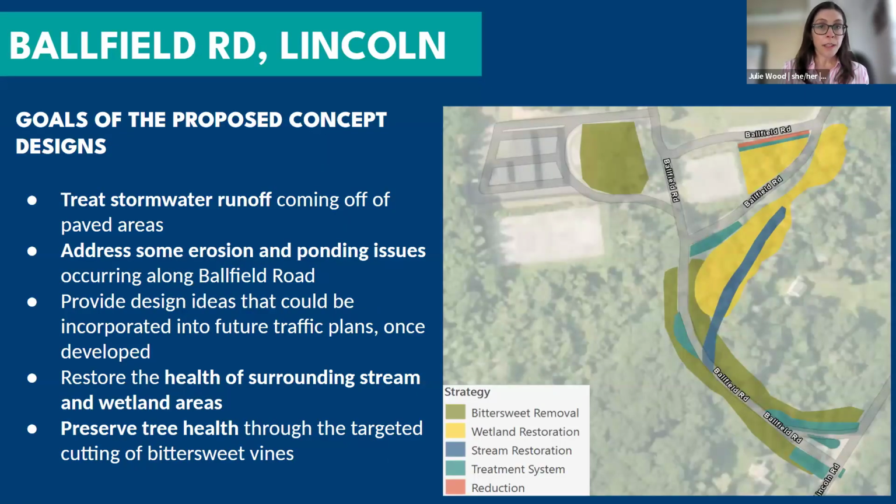What our goals were for this particular site: treating stormwater runoff coming off the paved areas, critical for water quality, critical for flood. We also identified some erosion issues that can be signs of fast moving water. Wanted to address those, address some ponding issues as well. Provide ideas that could be incorporated into some future conversations going on about this corridor.